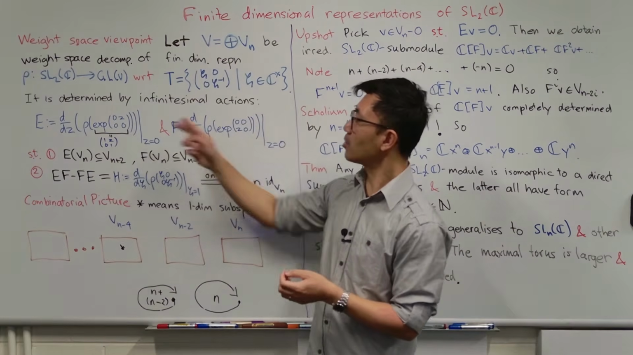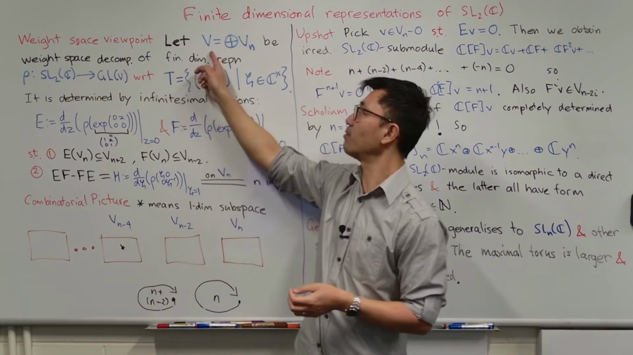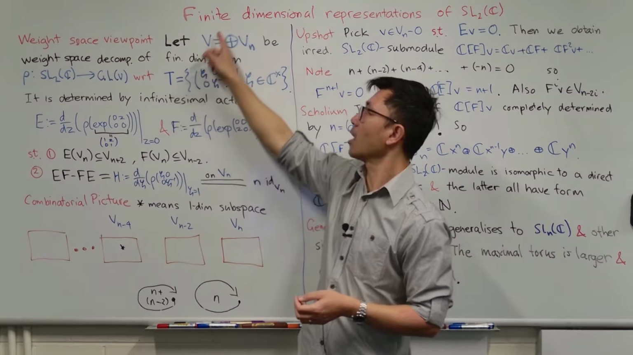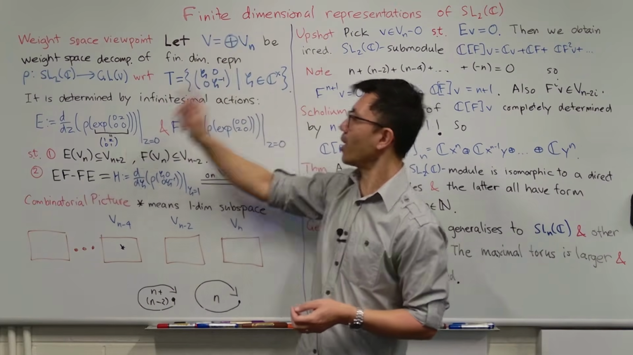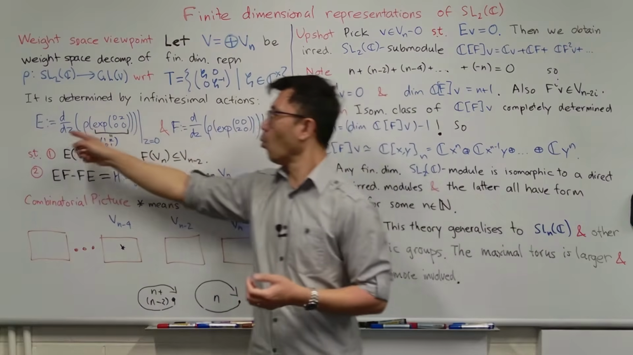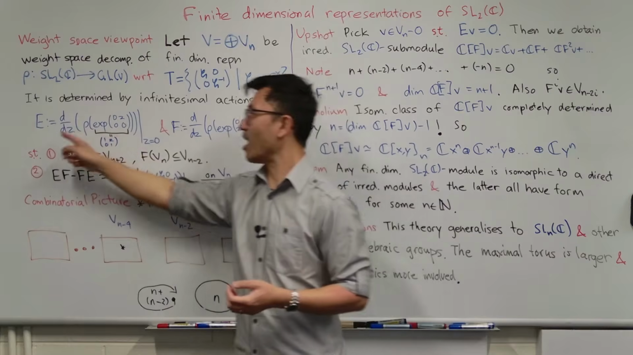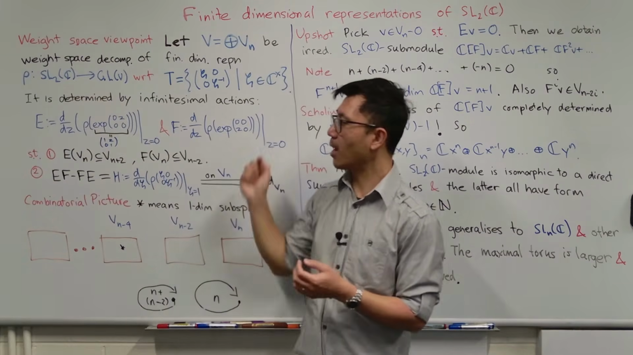So the data to describe this rho is now written purely in terms of this V, okay? It's this weight space decomposition and two extra endomorphisms E and F. And then, well, what can E and F be if you want to have such a representation? Well, they can't be arbitrary.